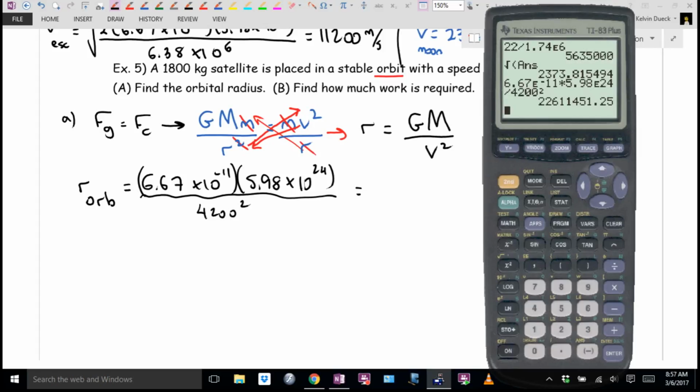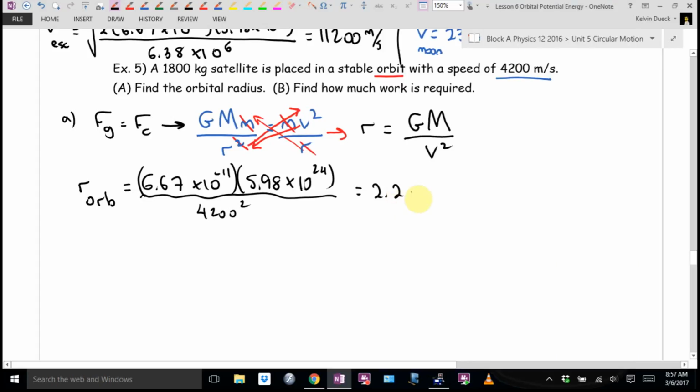Whew. So since I know I'm going to use this, trust me, I'm going to carry some extra sig figs. I'm going to go 2.2611 times 10 to the 7th. Meters.